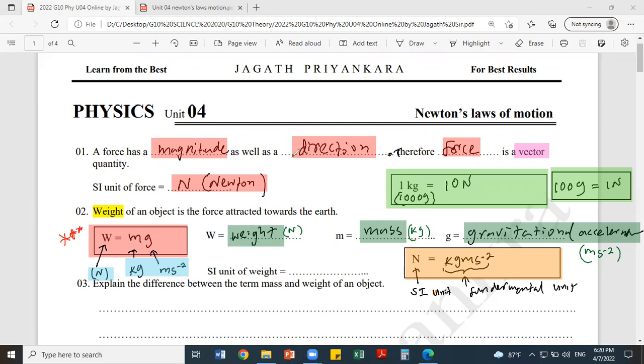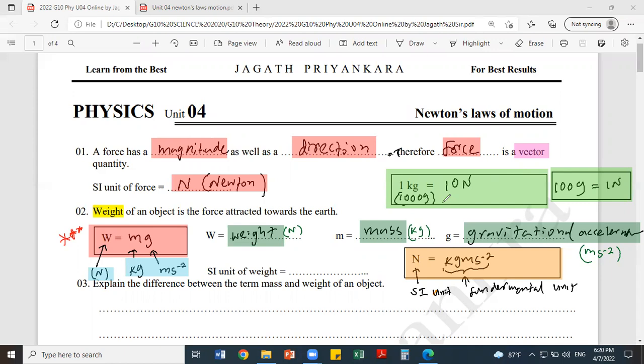So we just started the lesson, we are discussing the fourth lesson, Newton's laws of motion. Before Newton's laws, you should know about force. What are the things to remember about force? Force is a vector. Why is force a vector? Because it has a magnitude as well as a definite direction. And what is the SI unit of force? Capital N, Newton. And 1 kilogram is also equal to 10 Newton.